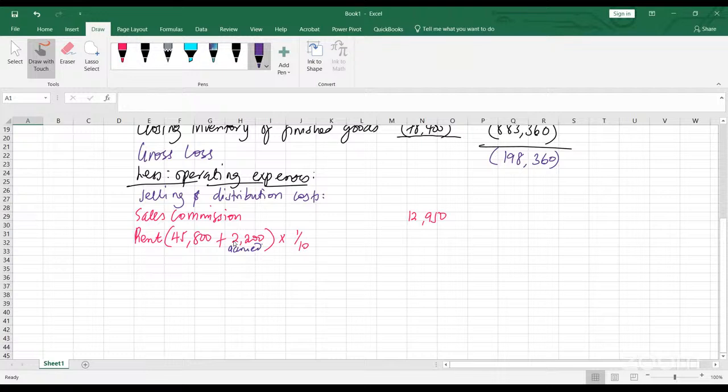So how much do we have as the figure for rent that goes to the selling and distribution? When you add and take a portion, how much do you get? This will be 45,800 plus 2,200, times 1 divided by 10. That's for 800. Then I saw there is insurance also.